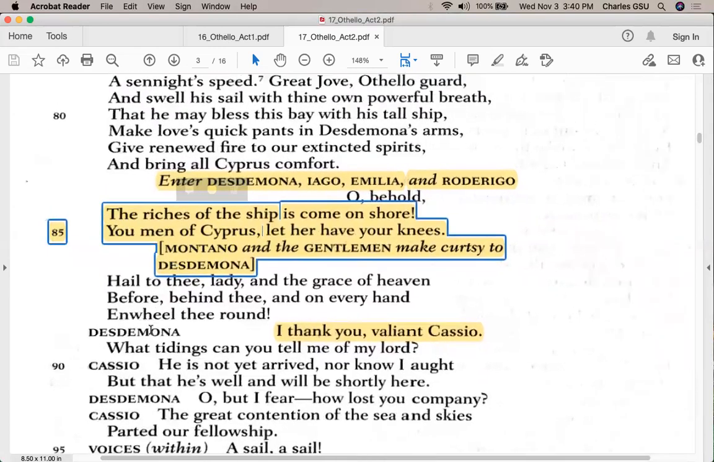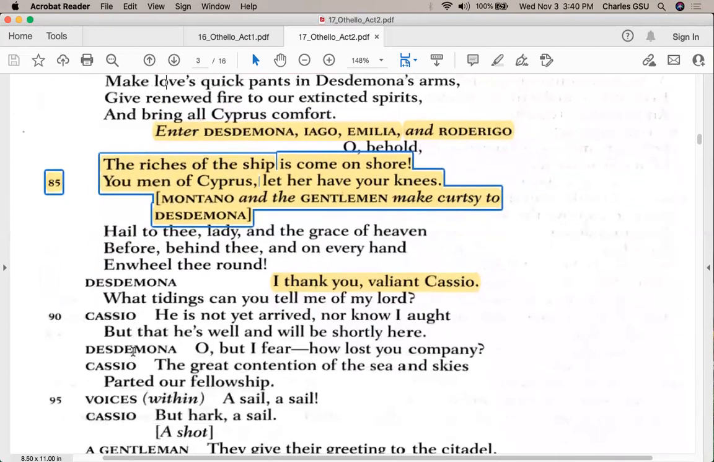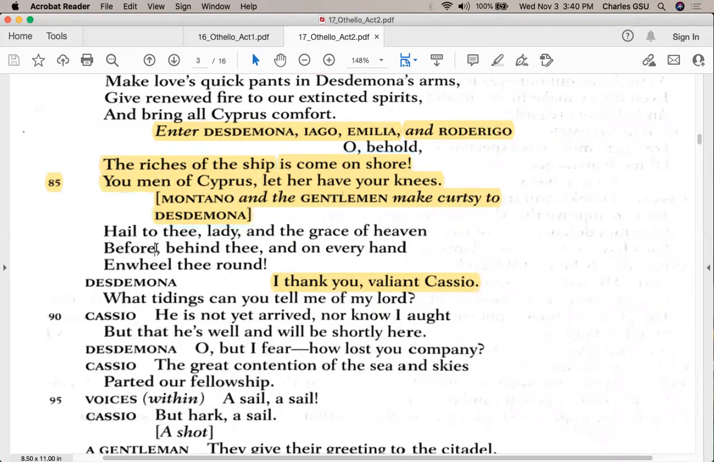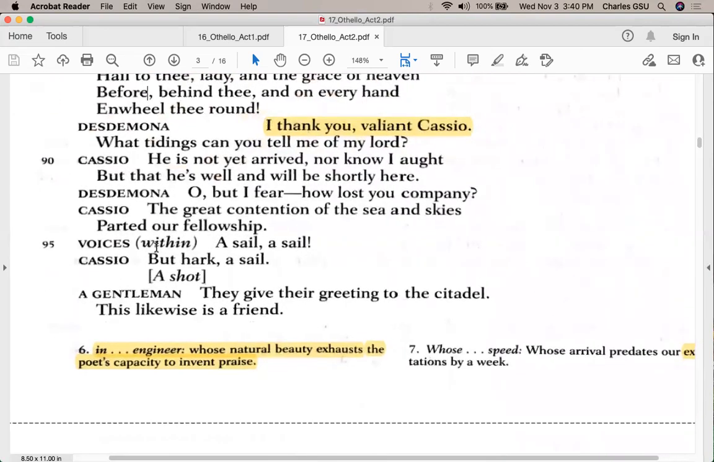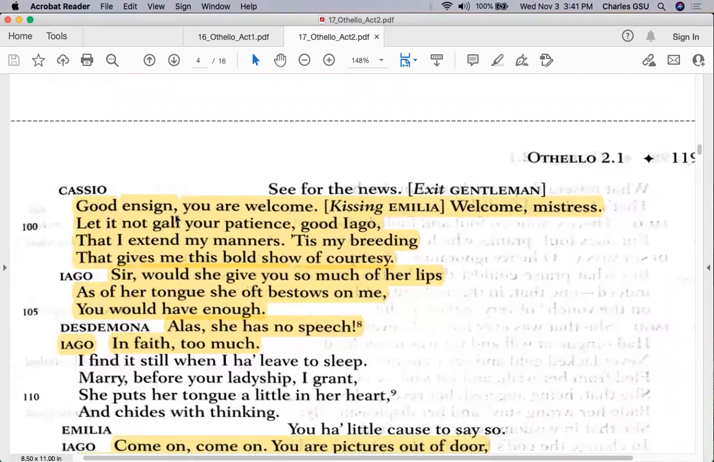So they all come in on the scene, and Cassio says, "The riches of the ship is come on shore," meaning really Desdemona. "You men of Cyprus, let her have your knees," meaning everyone should kneel to Desdemona. And, rightly so, perhaps. She's not only aristocratic, but she's now the general's wife. And then on this next page, some really interesting action occurs.